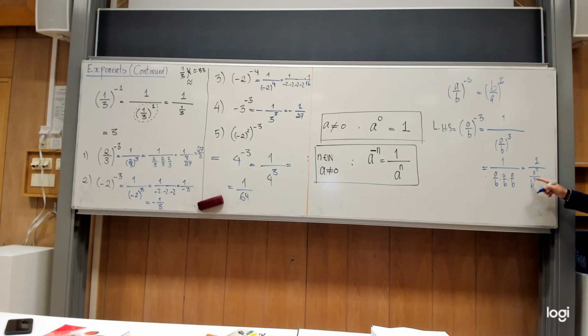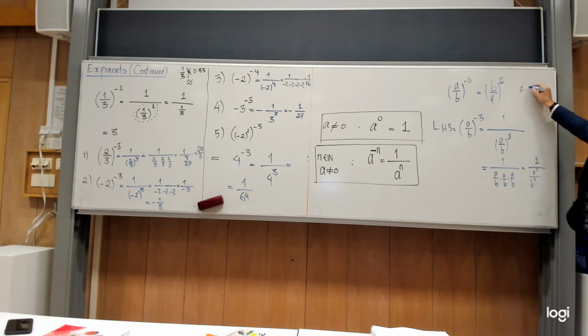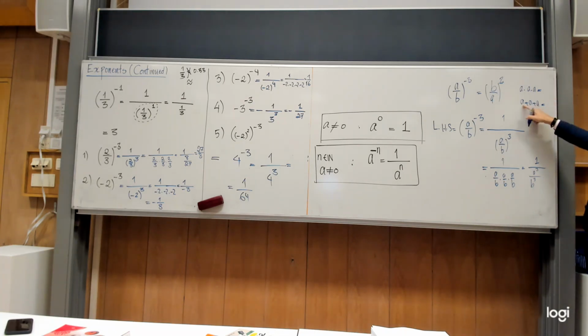When does it become 3a? Yes, when it's like 3 times a. But when? When it's addition. If a plus a plus a, what is the answer to this? 3a. What's the answer to a times a times a? A to the 3rd. So be careful about that, yes? So this becomes a to the 3, b to the 3.